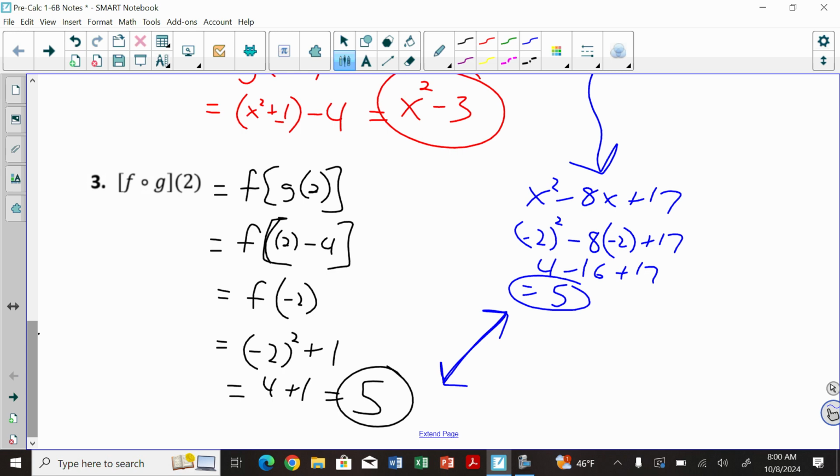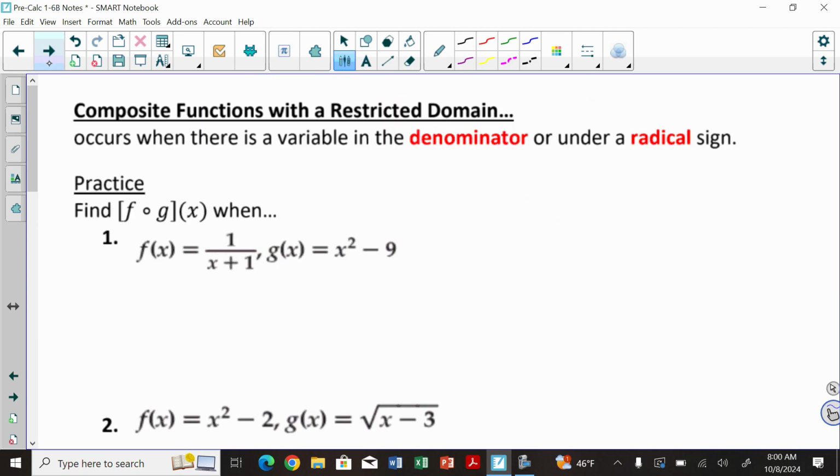Either way, it's the same thing. Okay? So that's a composition of functions. What happens if, the next part is, what if we have a restricted domain? Sometimes we know that there's a restricted domain when we have a variable in the denominator, because we don't want it to equal 0, or under a radical sign. Remember, a radical sign can't be negative. So what happens then? We might have to have some stipulations on that.